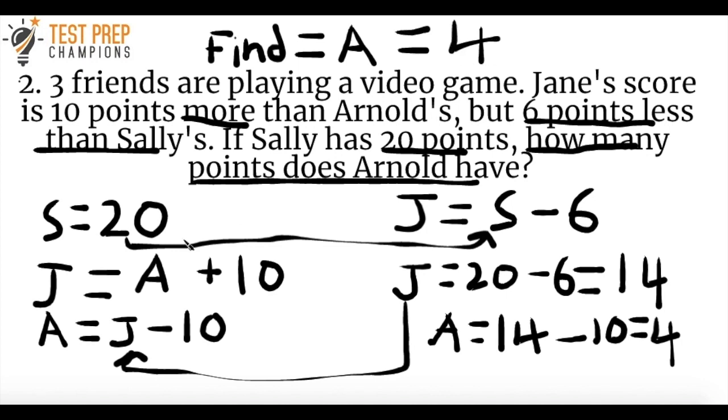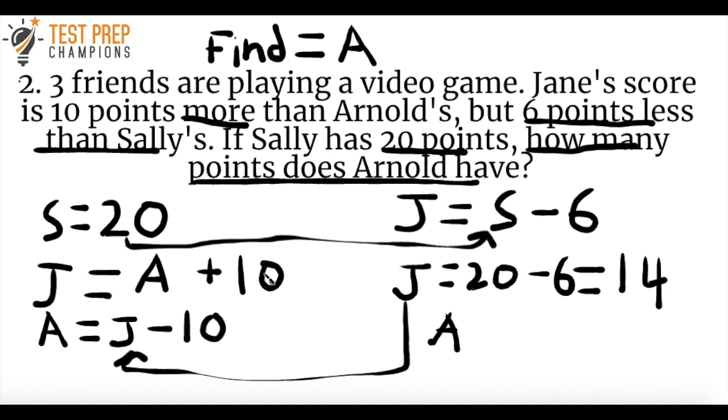Now, what if you didn't write out Arnold's score as A equals J minus 10? What if you wrote J equals A plus 10? How would you solve for J? Well, the same thing would apply here. All you would do is write 14 in here for J. So let me show you how we would do that. Hopefully you've got all this work down, because I'm going to clear some space out.